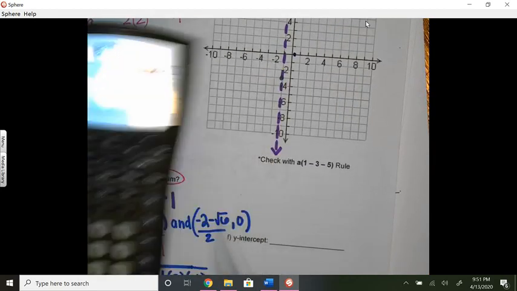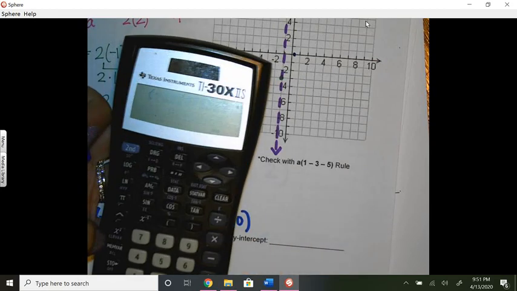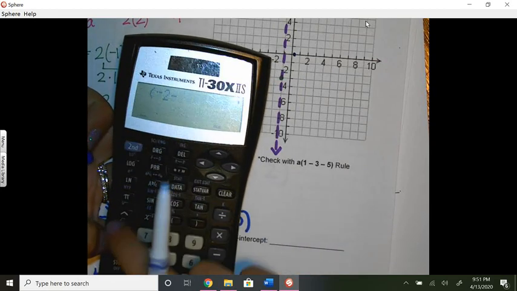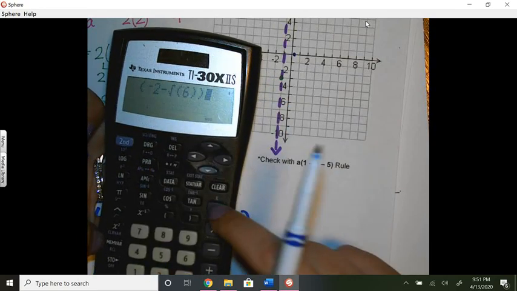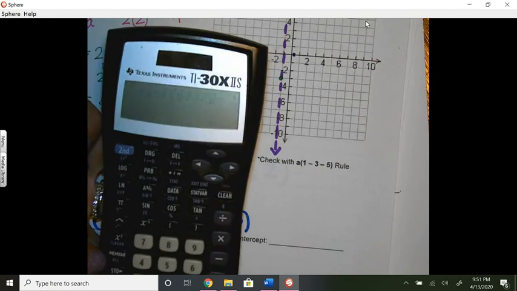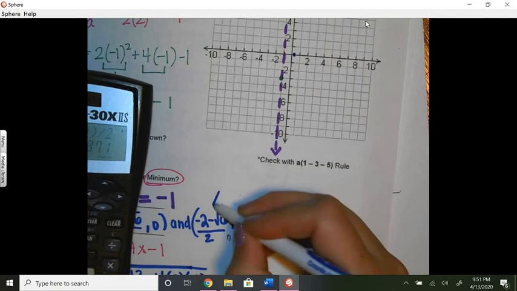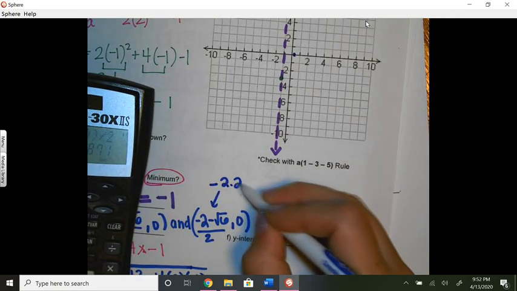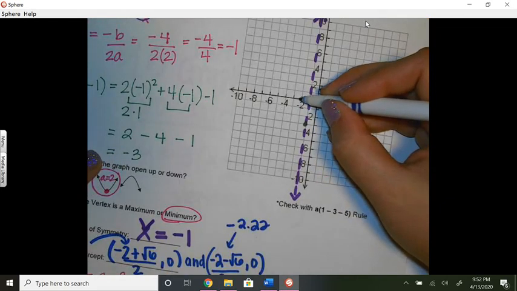Okay, now I'm going to put this one in the calculator. I'm going to show you a different way. If you want to enter this whole thing in the calculator, you need parentheses around the numerator. So -2 minus the square root of 6, all of that in parentheses, and then divided by 2. Or you do it the first way I showed you. So this comes out to be -2.22. So to graph that, I'm going to go to -2 and just a little bit over, and like right there.